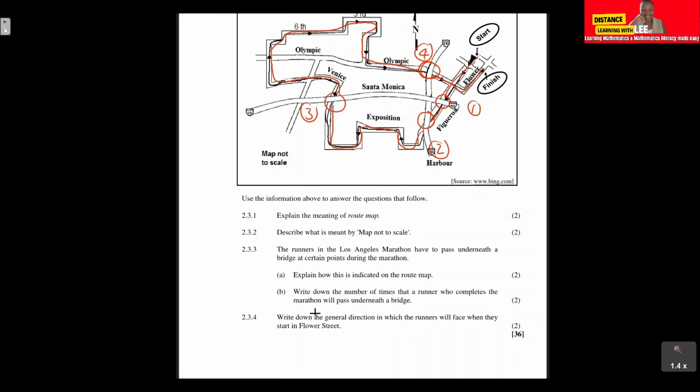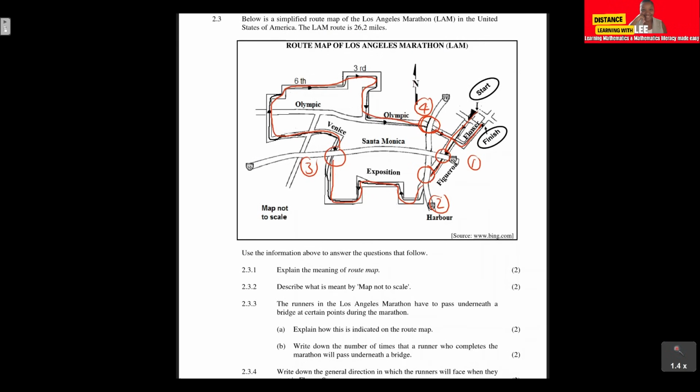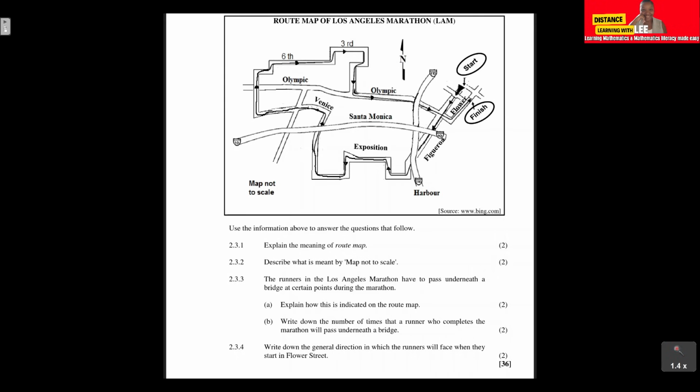And question 2.3.4 says, write down the general direction in which the runner will face when they start in Flower Street. Okay, so in this case, when they're talking about general direction, guys, you need to note that you need to make use of a compass or any type of information that will give you information on the compass, or where our north is. In this case we can see that our north is that direction, it's facing up. So what do we know now? We can just use "naughty elephant sprays water" to help us get our general direction. So it's north, move in a clockwise direction, naughty elephant sprays water.